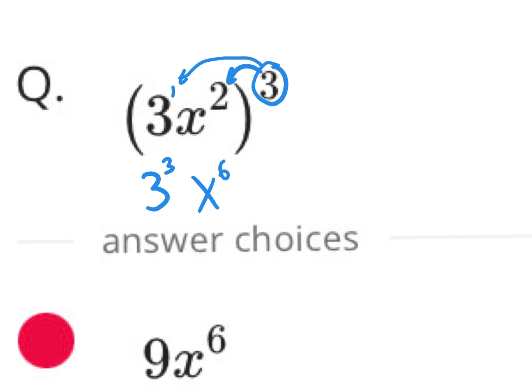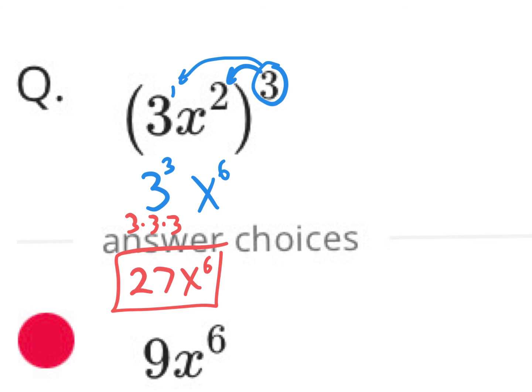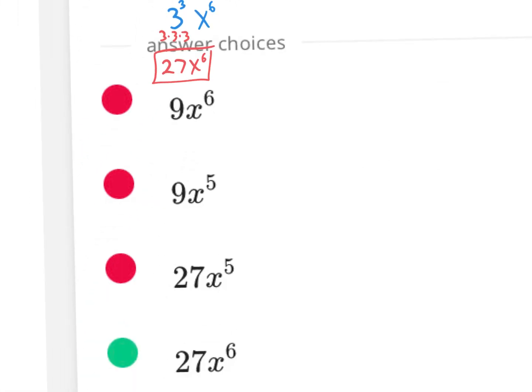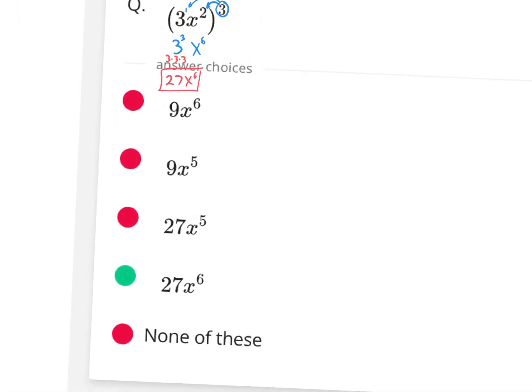But what is 3 to the 3rd? Is it 9? No. What is it? 27. Yeah, because 3 to the 3rd is really 3 times 3 times 3. So that's 27 x to the 6th. So that would be your correct answer for this one. It is multiple choice. And there's your correct answer, 27 x to the 6th.